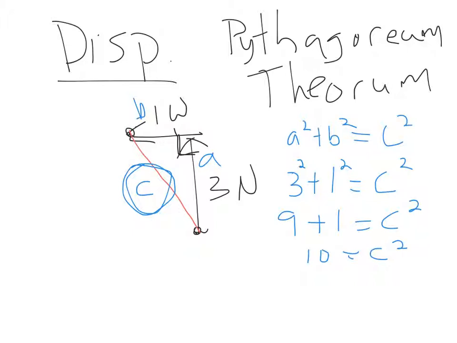So Eduardo? Anyone have a calculator? They can figure it out. 3.16. Is that what you got? It's a lot of decimal places. 3.14 is pi, I know. That's why I say it. Okay? So do you guys see how we figured that out?